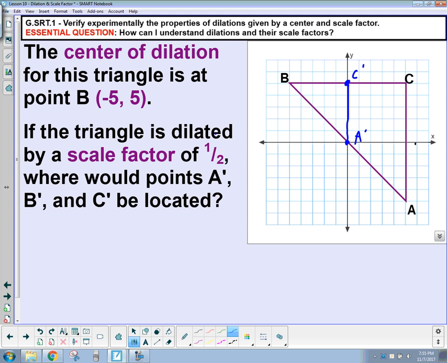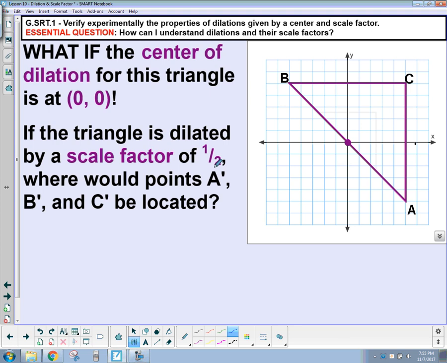Now, what happens if the center of dilation is at the origin? The scale factor is half. Stick with the rules. Half means it's going to get smaller. I don't have the end result yet, but it's going to get smaller.